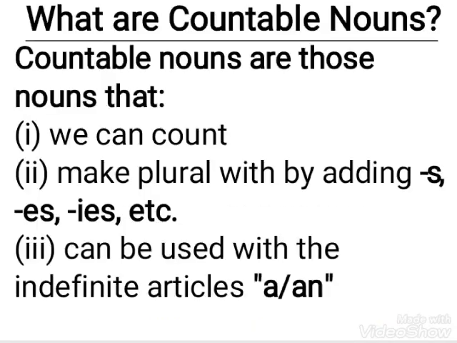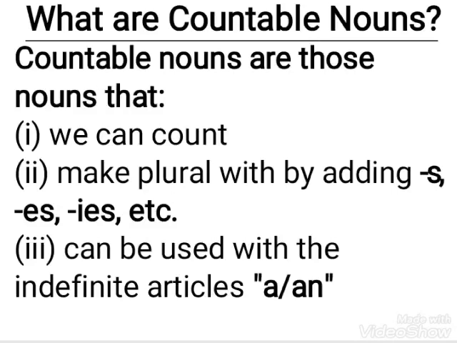Countable nouns are those nouns that we can count. Change to plural by adding s, es, or ies. It can be used with indefinite articles. Examples of indefinite articles are a and an.